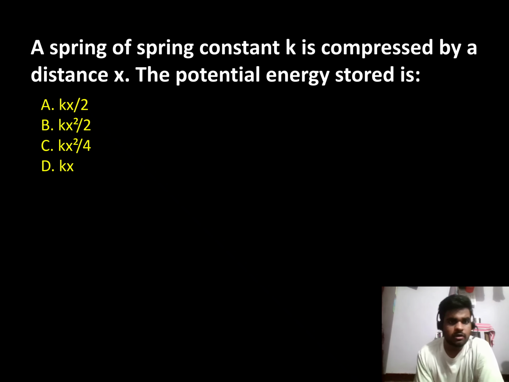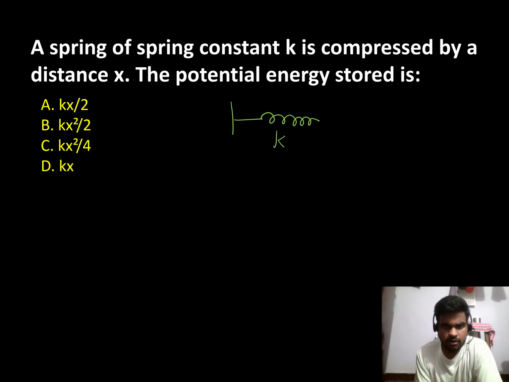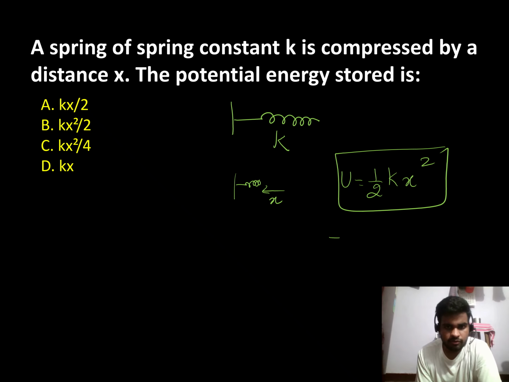Next question. A spring of spring constant K is compressed by a distance x, the potential energy stored is. So when a spring with spring constant K is compressed to a distance x, the potential energy stored is half kx square. So kx square by 2 should be your answer to this question.